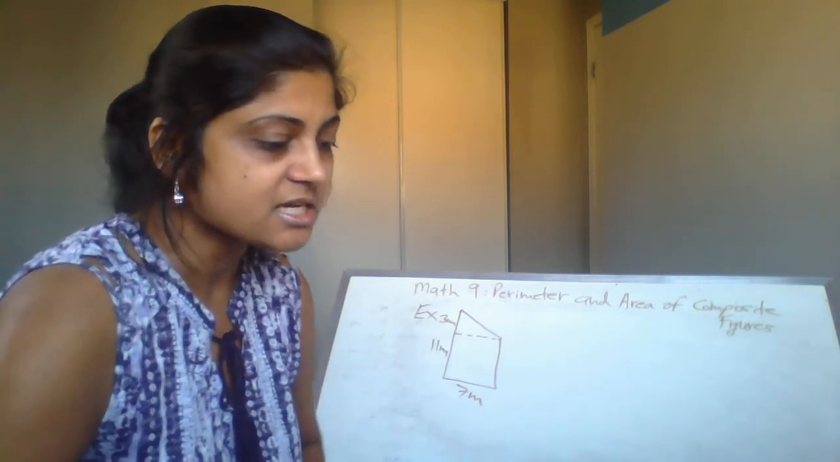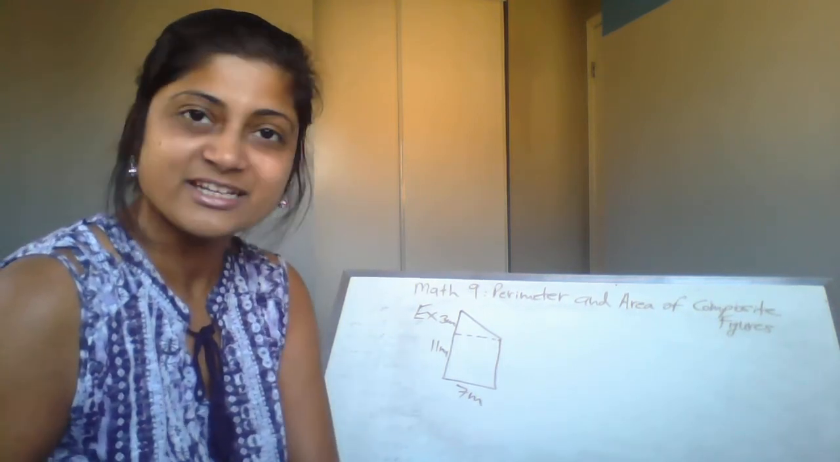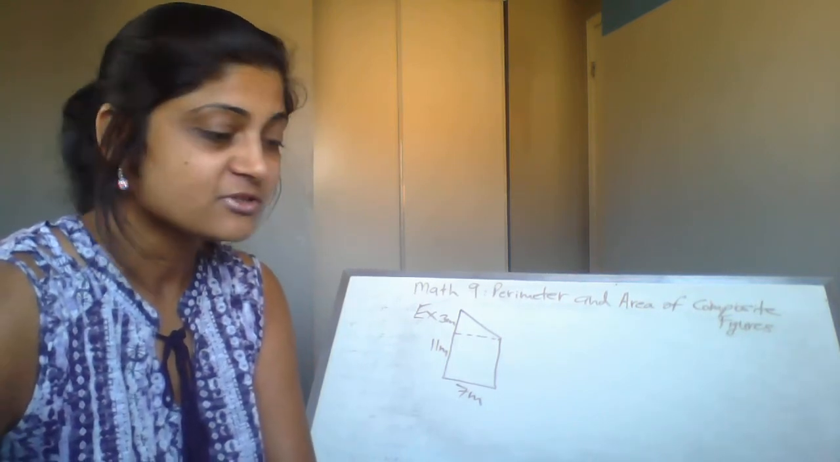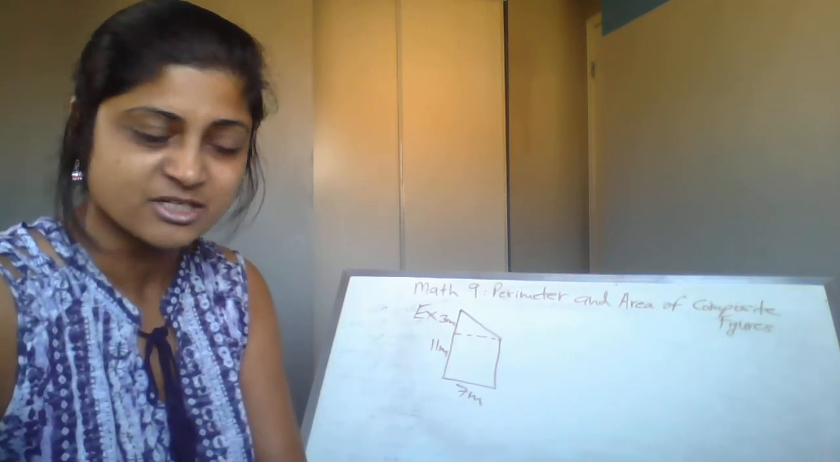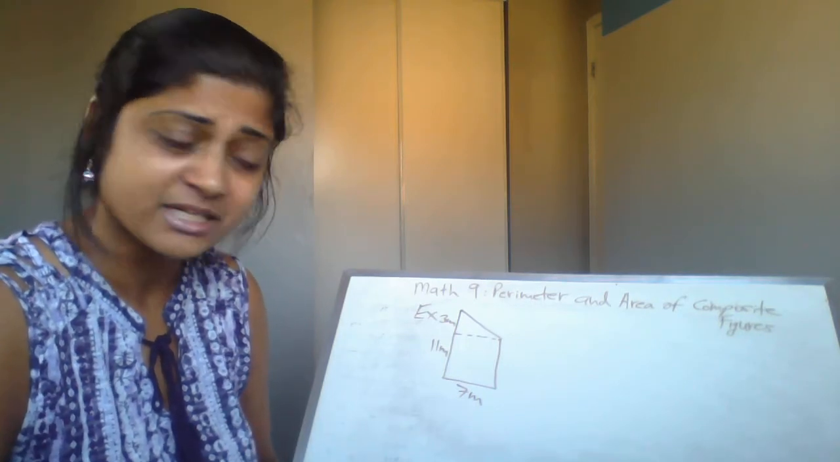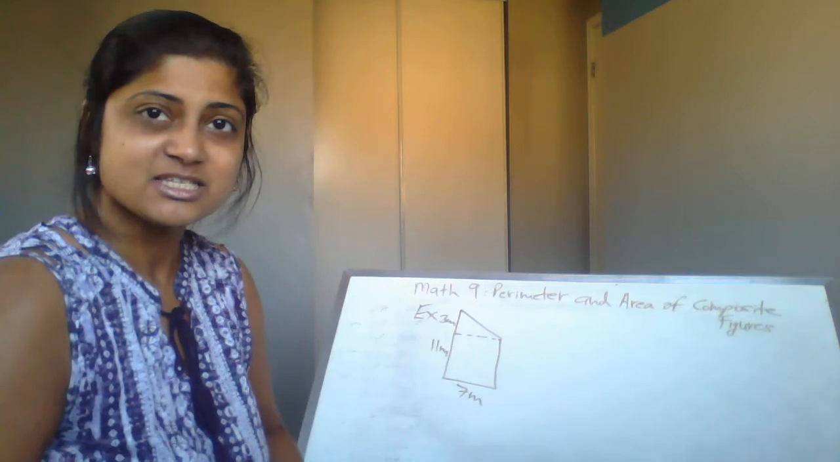Okay, so the question says for each composite figure, solve for any unknown lengths, determine the perimeter, and round your answers to the nearest tenth of a unit when necessary. So when we're rounding to the nearest tenth, this is going to be to 1 decimal place, okay. So let's get started here.